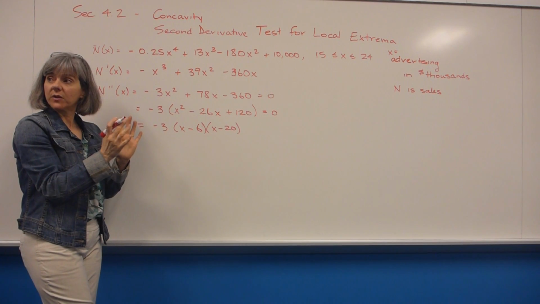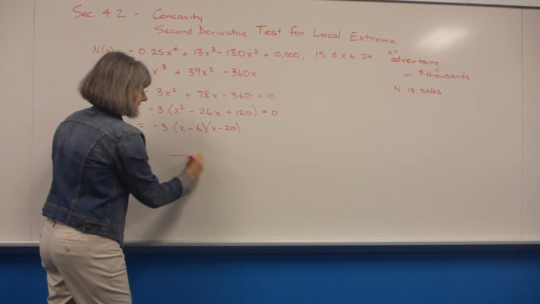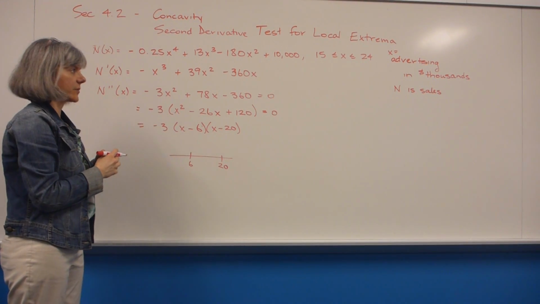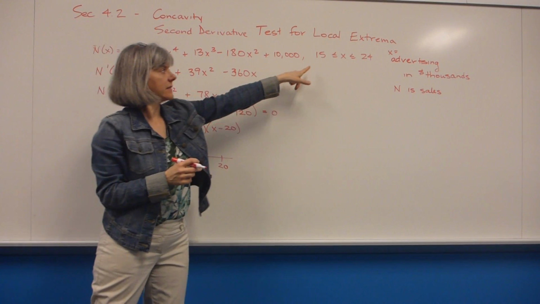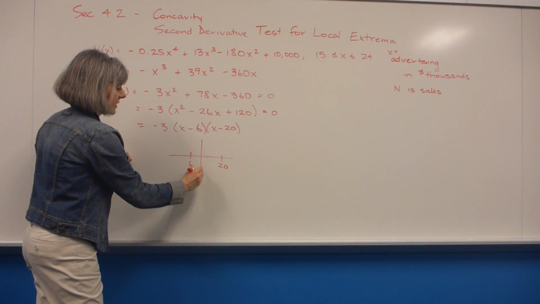So now I need to find critical values. Do I get one from -3? No. So I'm going to get 6 and 20. Except what? 6 isn't in the domain. 6 is not even in the domain. So I need to chop this off at 15.